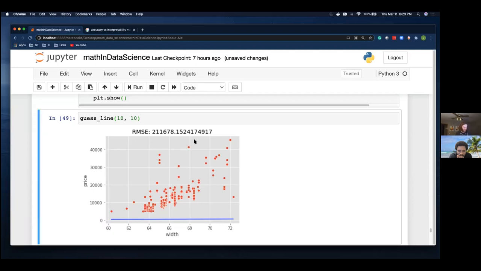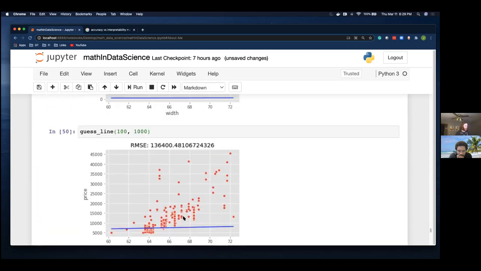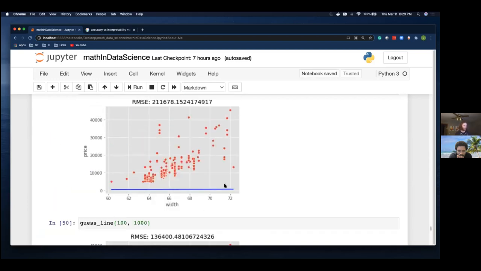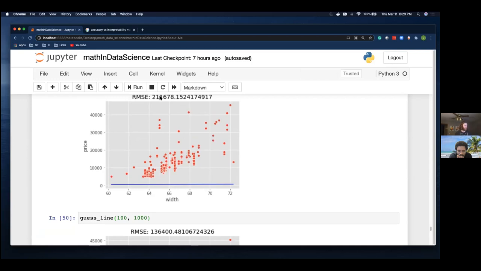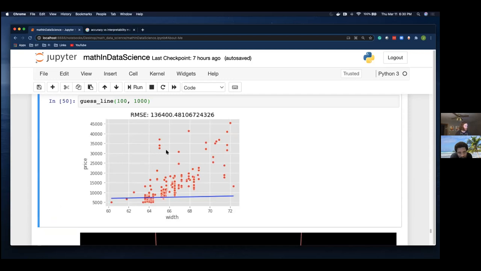So let's say I was going to guess another line. Let's do 100 and 1,000. So we see that this line now is a little bit closer to these data points than the previous line. And we also see that the root mean squared error, this is a lower-is-better metric. So the closer to zero, the better. Now the root mean squared error is 136,000 instead of 211,000. So now let's do this one more time.